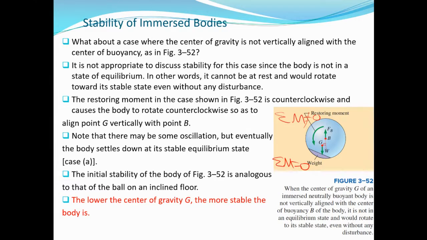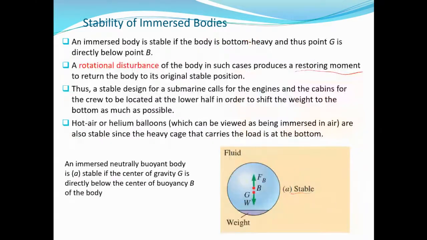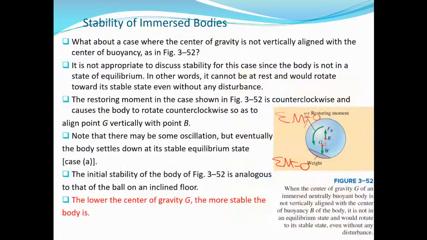So in this case, definitely there will always be a restoring moment. Like in this case, the moment will be towards this. It will be counterclockwise. It will push it until it attains stability, like in this case. Okay? So the restoring moment is counterclockwise and causes the body to rotate clockwise so as to align point G vertically with point B. Okay. Note that there may be some oscillation, but eventually the body settles down at its stable equilibrium state. Okay, meaning case 1, it will attain case 1. There may be some oscillation, but over some time it has to attain equilibrium.